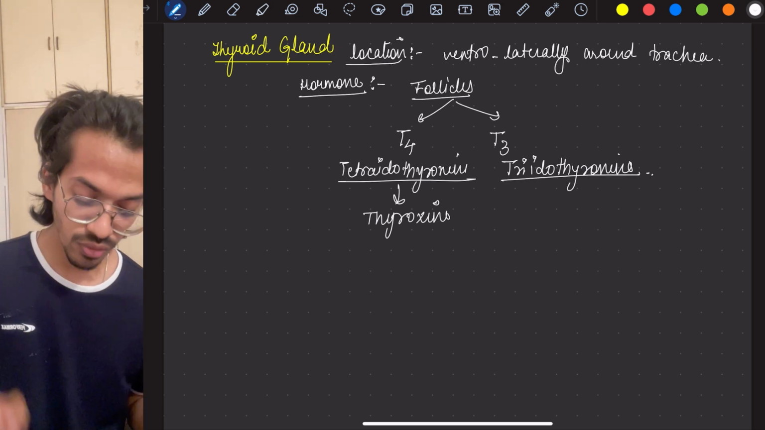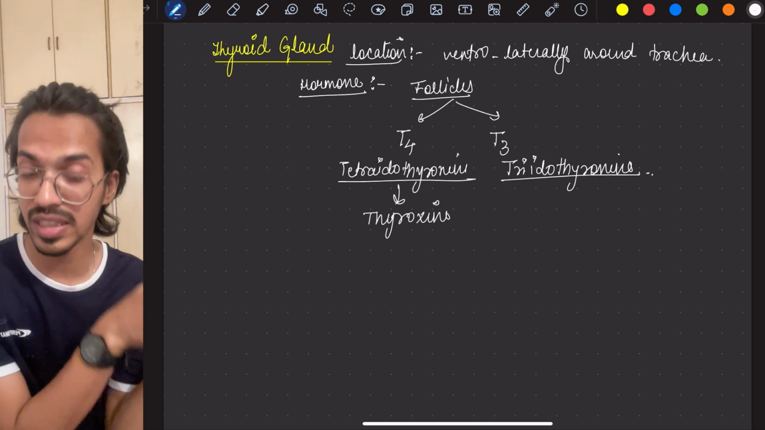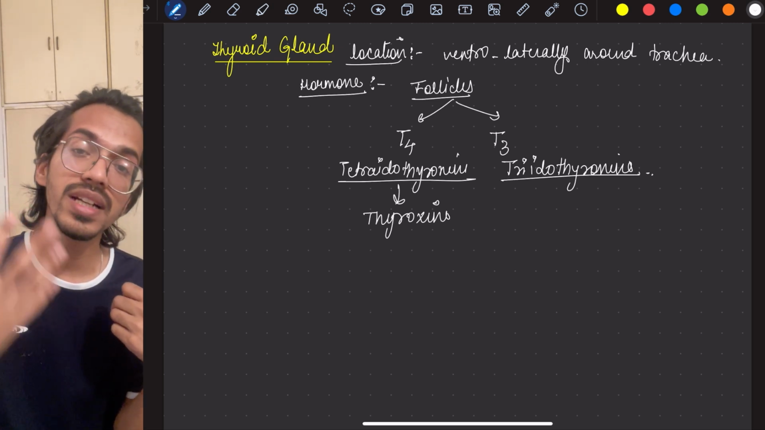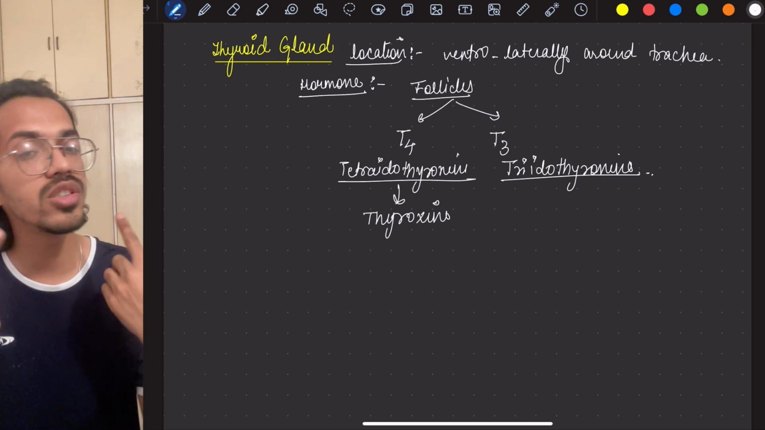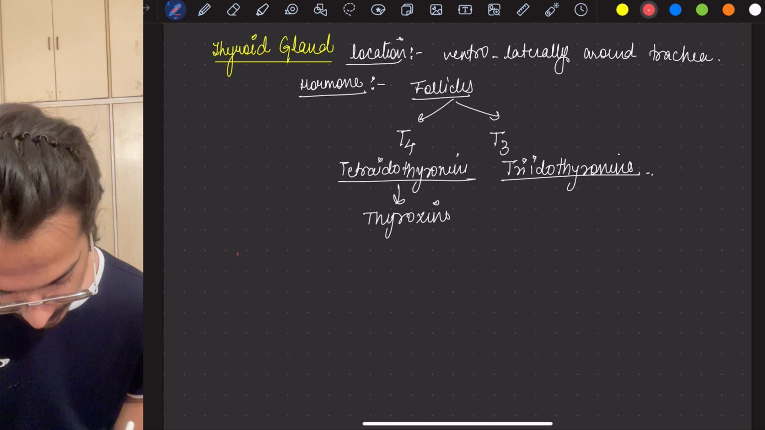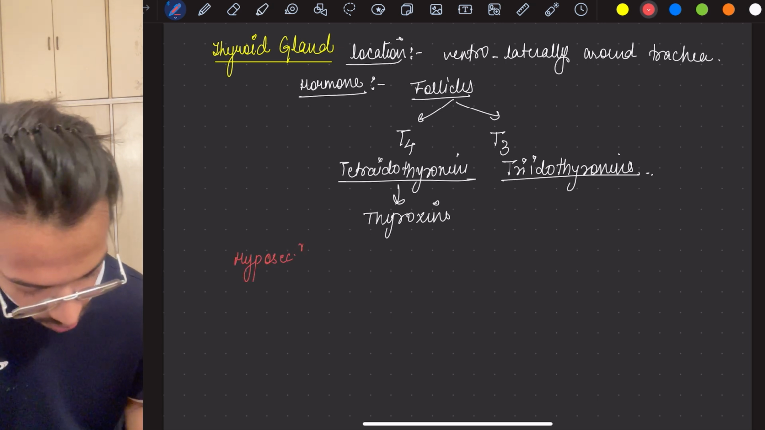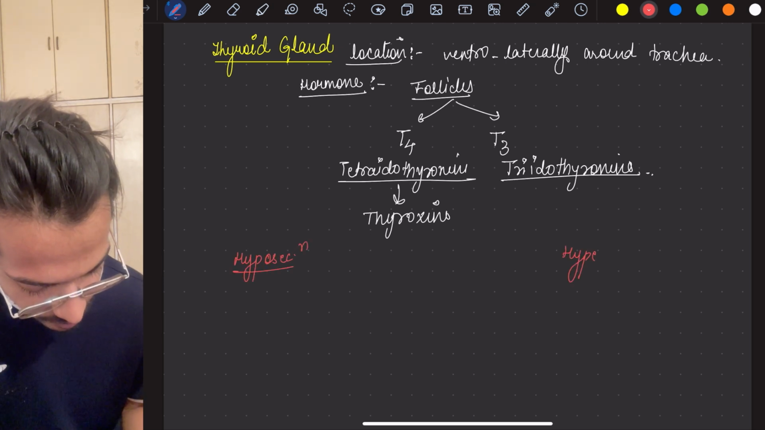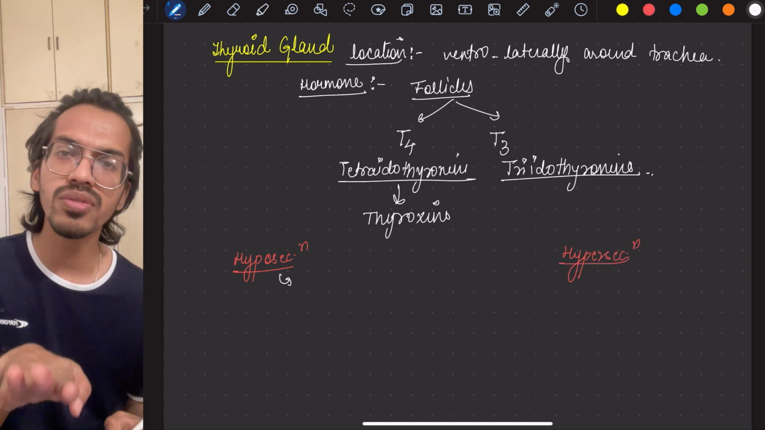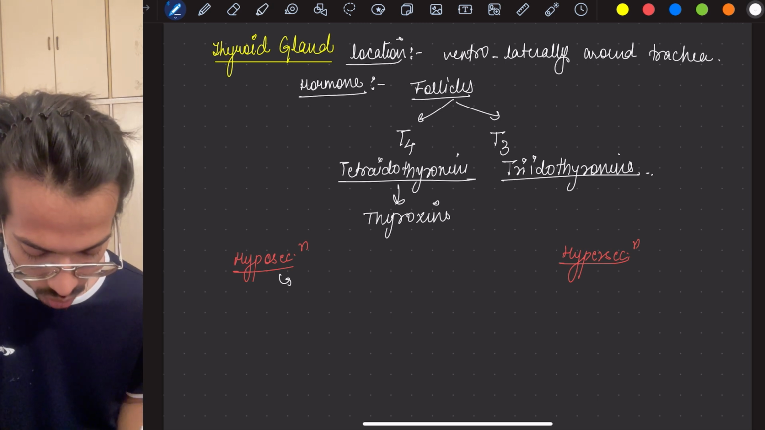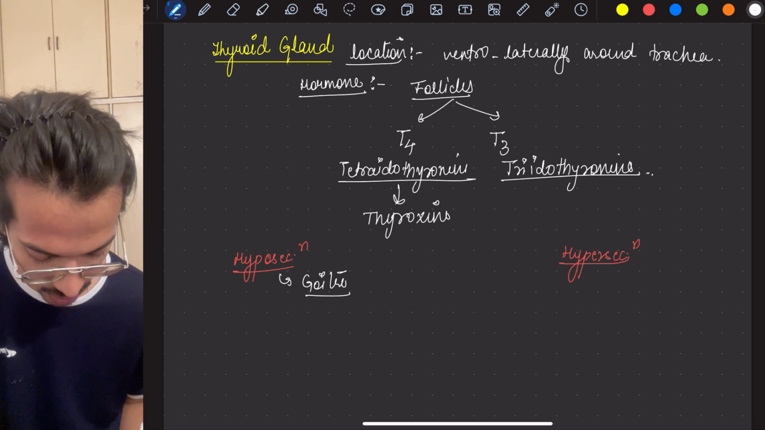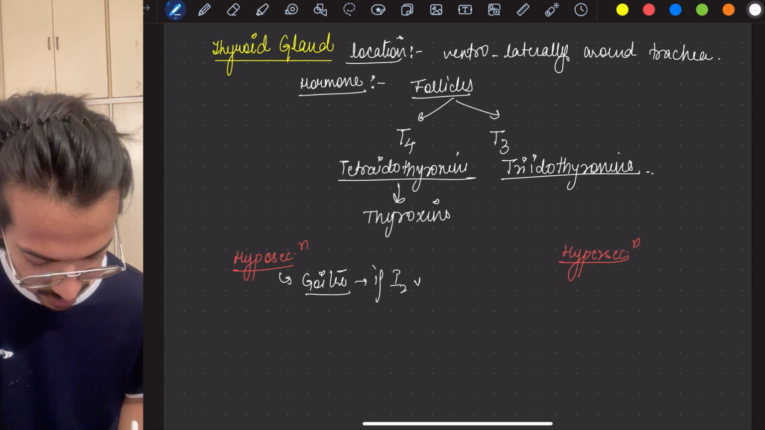Now for both of these you can see that three or four iodines are required, which means iodine is very important. That's why we say that if the iodine intake is less, the thyroxine hormone is not produced and disease will occur. So here come the diseases. There could be hyposecretion diseases or hypersecretion diseases. If hyposecretion is there, meaning less thyroid hormone is being secreted, it can cause simple goiter, puffiness and all, if iodine is less in the diet.